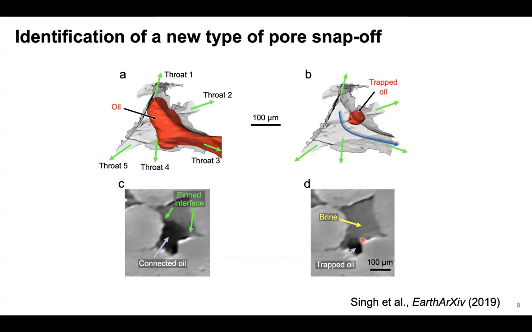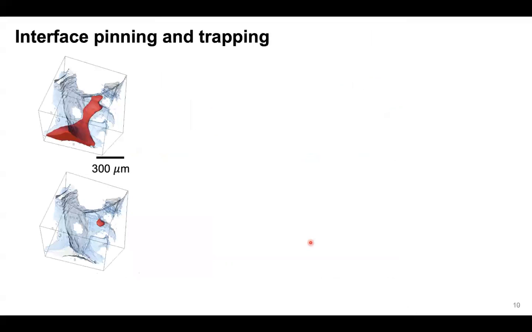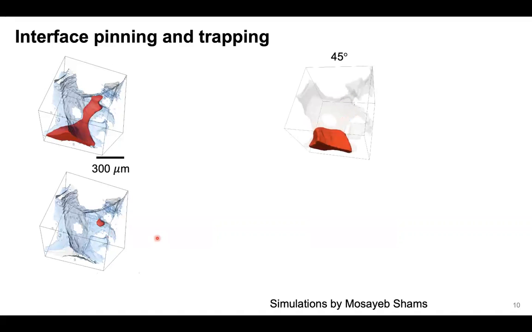So we were curious if we can use some simulation work, because experimentally, we have this limitation on time-resolved images. We can only see before and after. And Musaib Shams from Imperial College performed very nice simulations for us. So what we did, we used the contact angle we obtained from images, 45 degrees, for the whole sample. It didn't really trap there. And we knew the trapping occurs here.